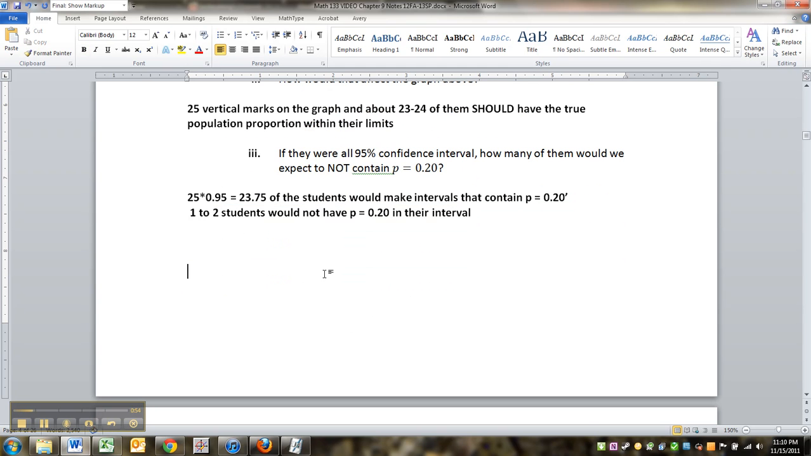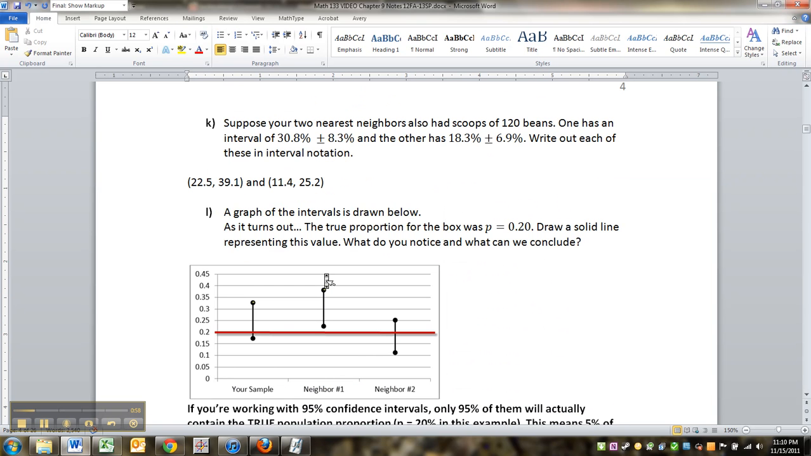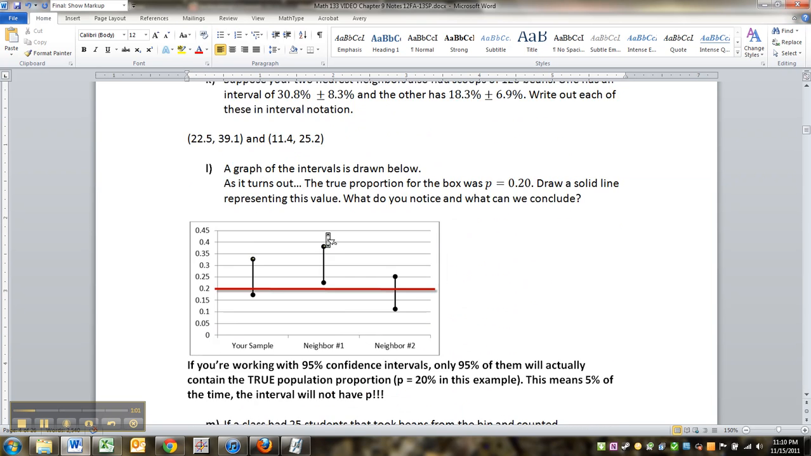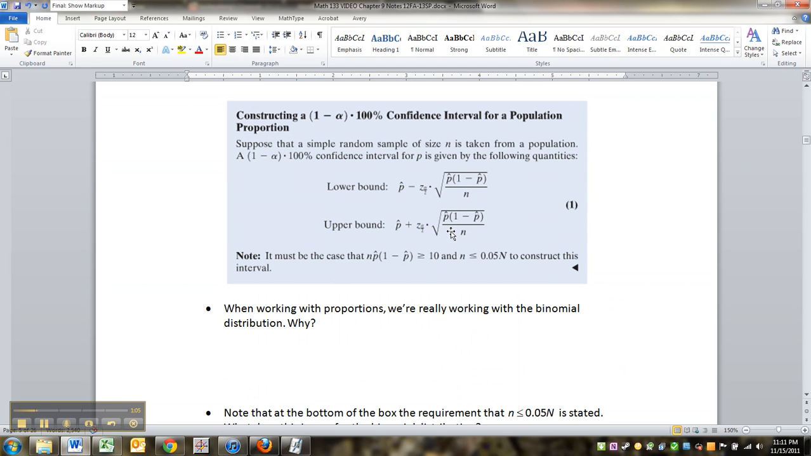Alrighty, cool. Now the question becomes, how do you make those marks? Where in the world did I get 7.7 from, or 8.3 from, and all that? And the answer is this formula. Ta-da! There it is.